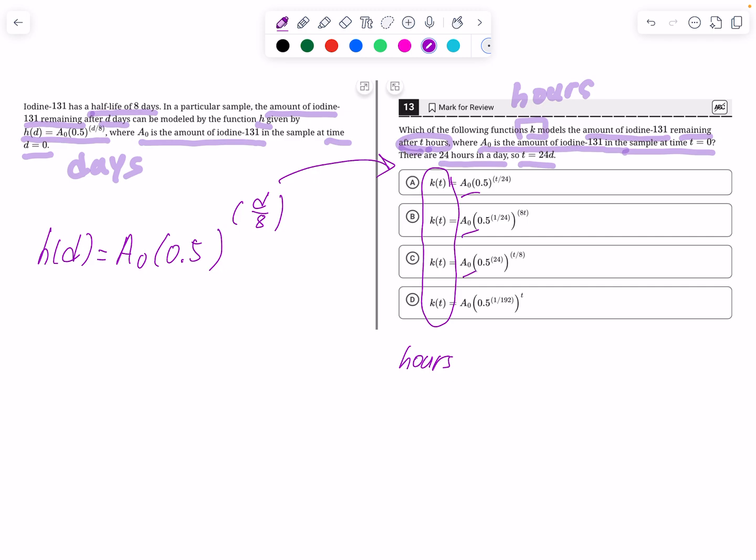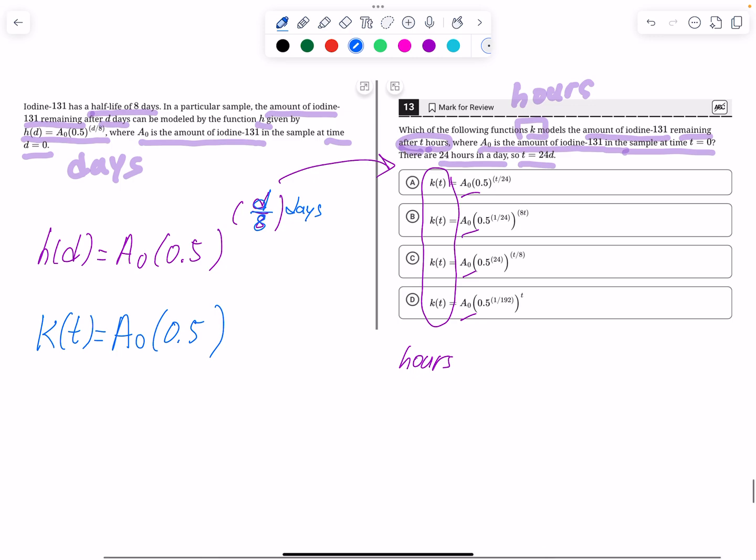We still use this first part, which is A naught, and that's the initial amount. And let's change this to K as a function of T. So we have A naught, the initial amount. Now, we still have 0.5 because that is half-life. Now, when we originally had D over 8, that was about the days. And keep in mind, D over 8 is also the same thing as 1 over 8 times D, right? So let me write down 1 over 8.